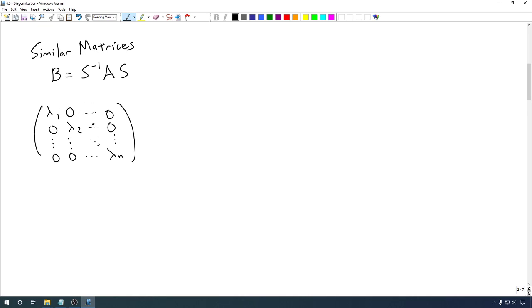Now, we do have to be careful here because not all diagonal matrices are similar to each other. We can't just get everything similar to an identity matrix, for instance. And why is that the case? Well, remember in 6.1, we proved a theorem, I don't remember which number it is, that says that similar matrices have the same eigenvalues.